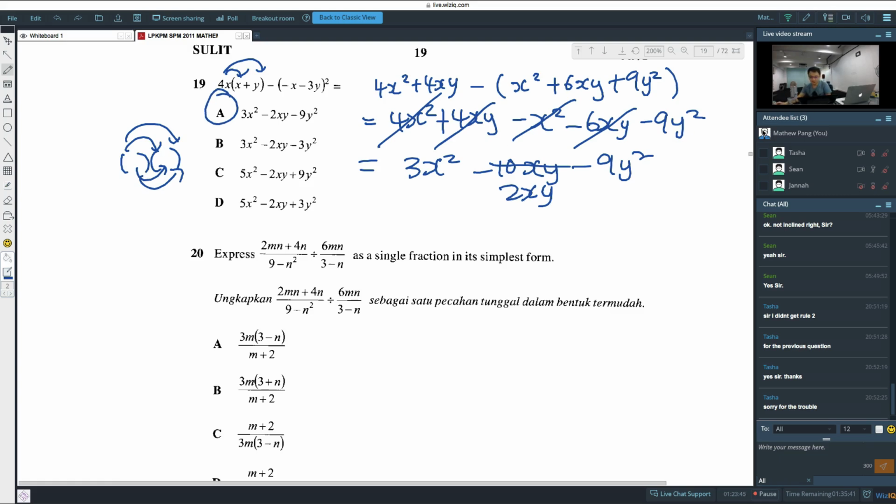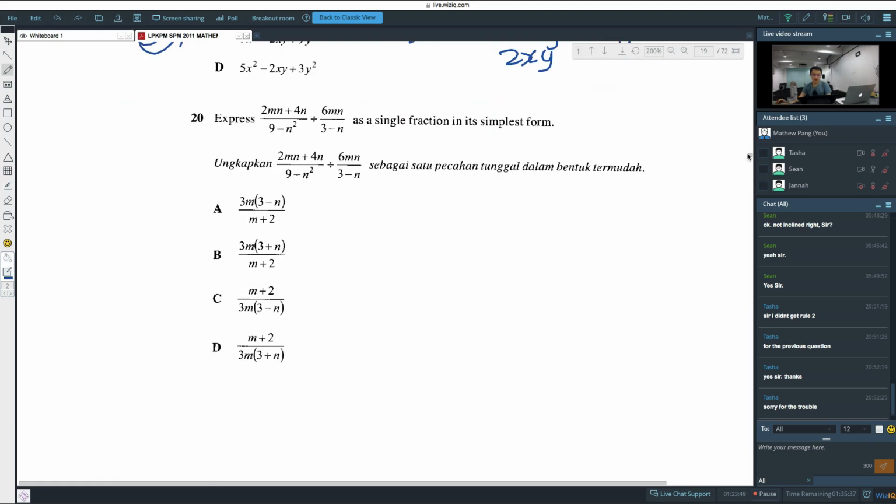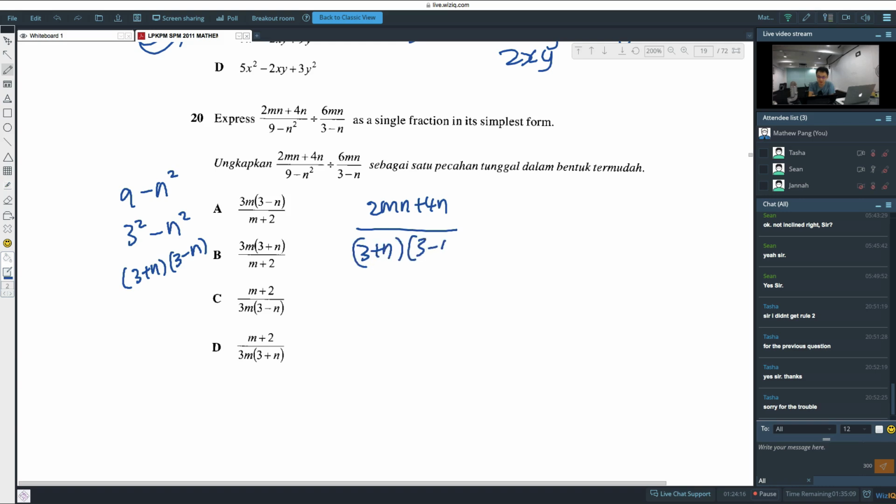Alright, so for 20. They ask you to make this one into the simplest form. First thing is, I know 9 minus n squared, 9 is a perfect square number, so it's 3 squared minus n squared. In math, we know a squared minus b squared gives us a plus b and a minus b. Same thing here. This is 3 plus n, 3 minus n.